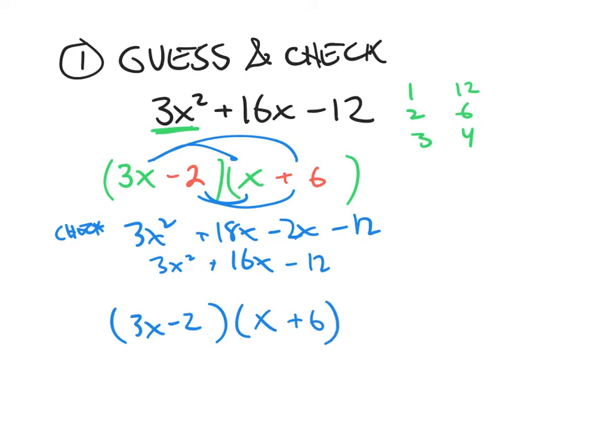Now I got lucky the first try. If it didn't work, then you can move things around. If the only thing that's wrong is that it turned out to be a negative 16x, then you just flip-flop these signs. That's guess and check.